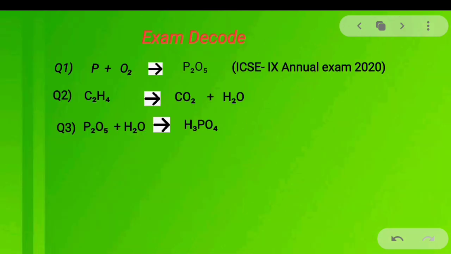This is the exam decode session and I have given here 3 questions. These questions are from the ICSE annual exam, class 9, 2020. So please balance the equations and write the answer in the comment section.